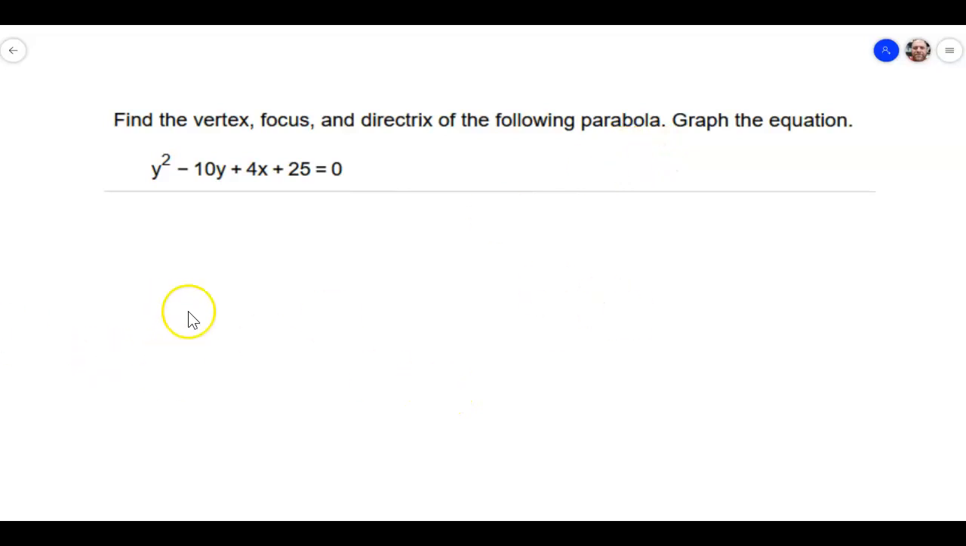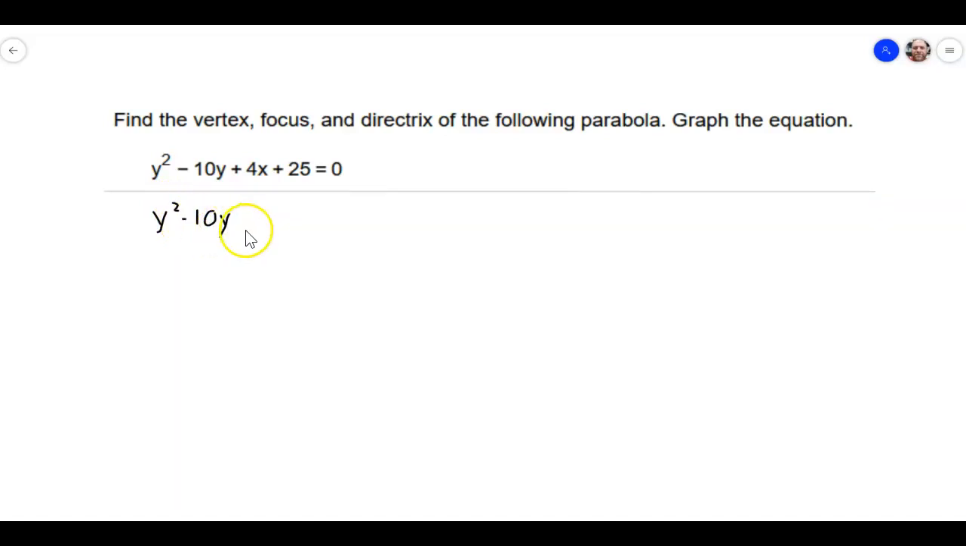Graph the equation. All right, so notice here that we have a y squared term, but not an x squared term. This means that we're going to need to complete the square for y's. So that's what I'm going to do. I'm going to do y squared minus 10y.